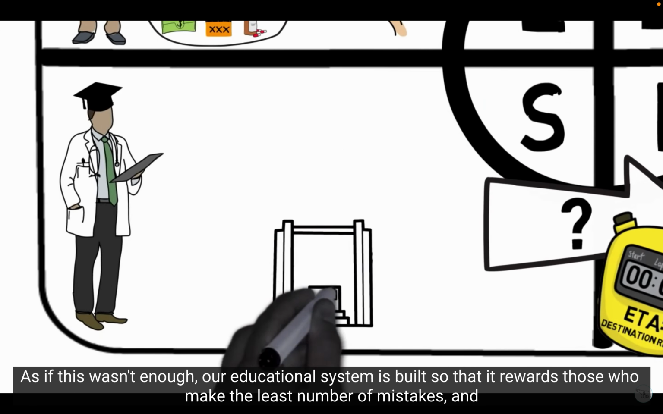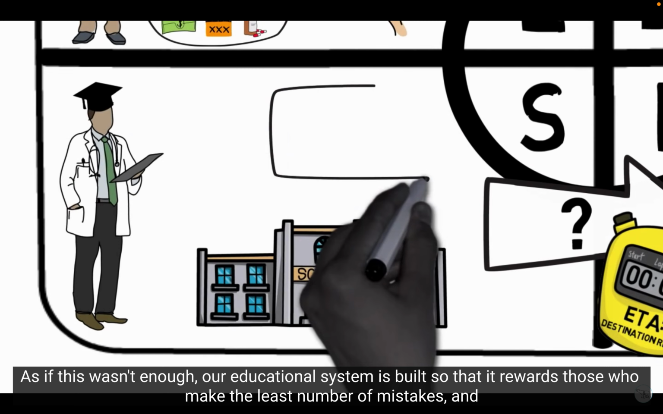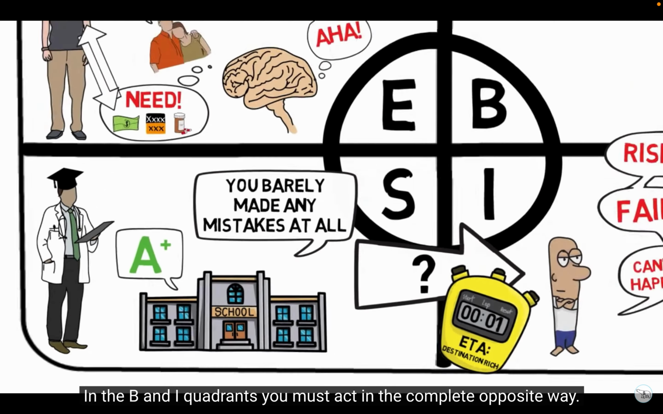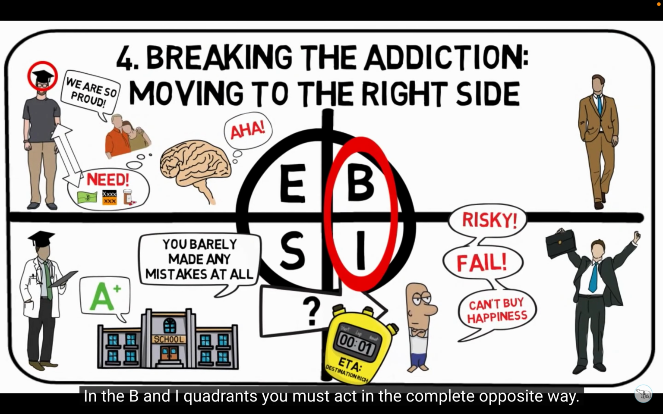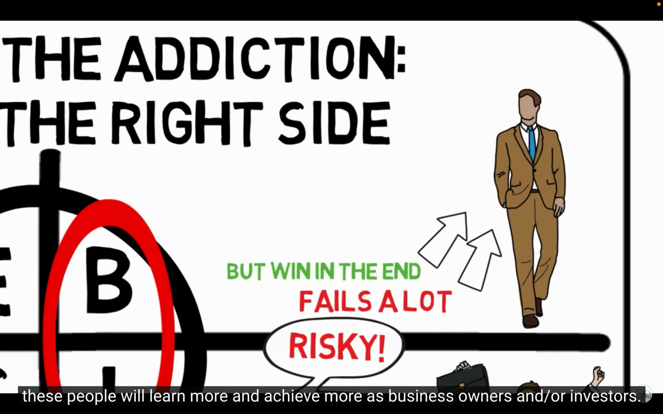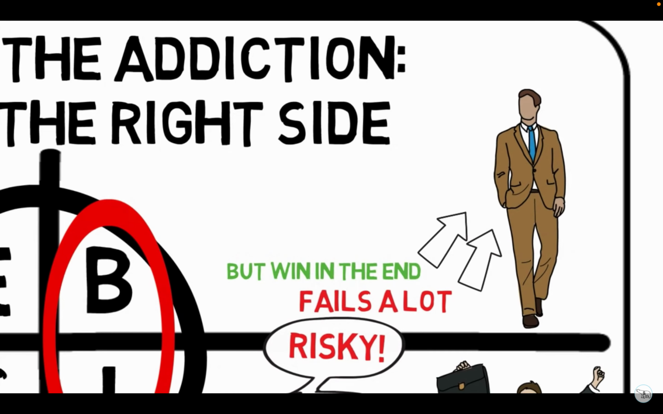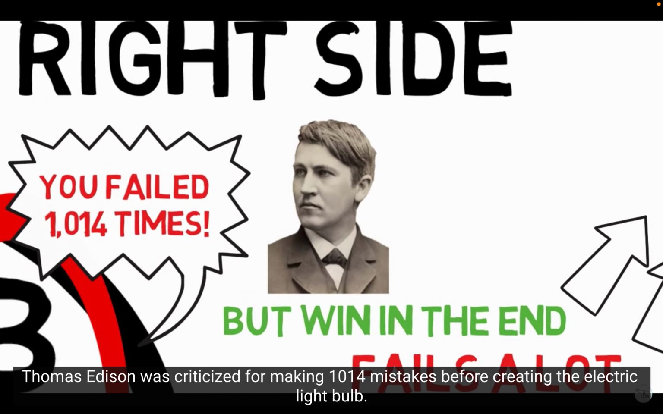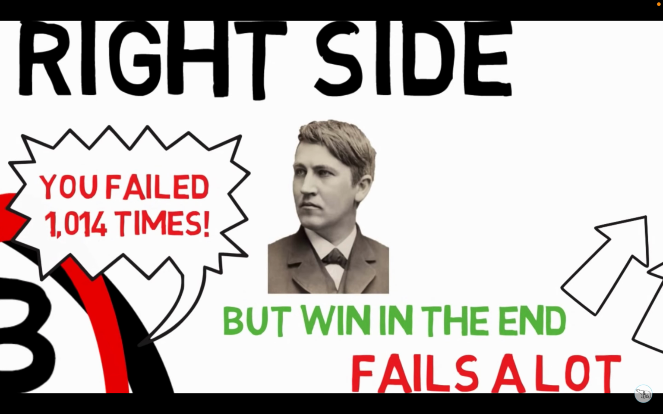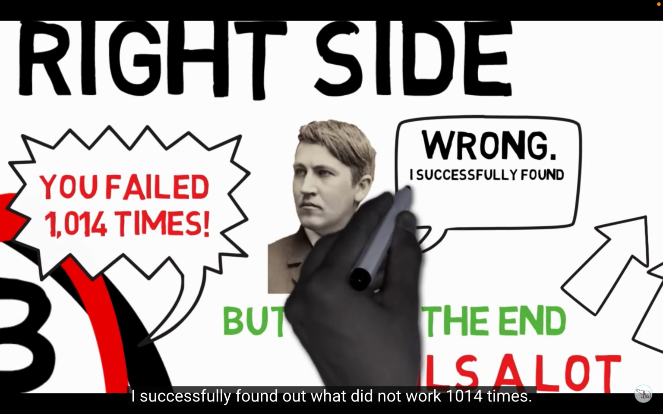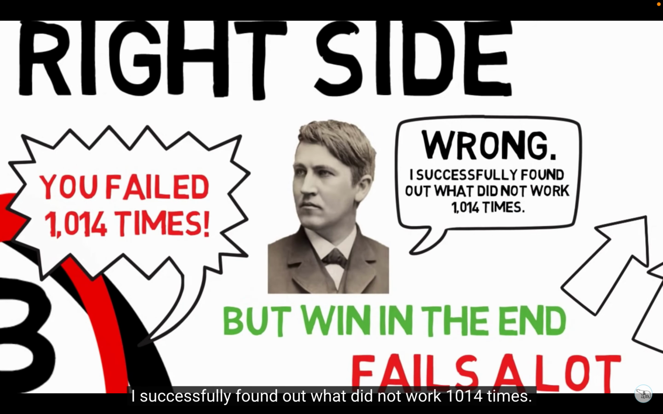As if this wasn't enough, our educational system is built so that it rewards those who make the least number of mistakes and punishes those who make the most. In the B and I quadrants, you must act in the complete opposite way. People who take action will also make the most mistakes, but in the long run, these people will learn more and achieve more as business owners and/or investors. Thomas Edison was criticized for making 1,014 mistakes before creating the electric light bulb. In response, he said, "I did not fail 1,014 times. I successfully found out what did not work 1,014 times."